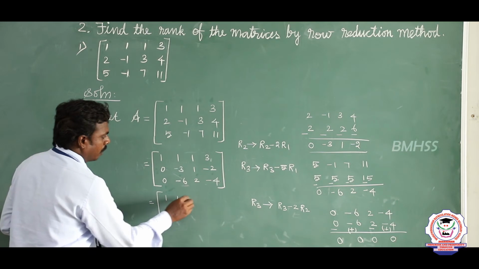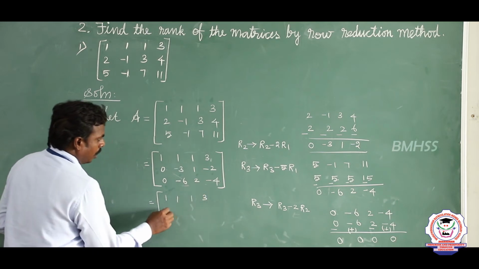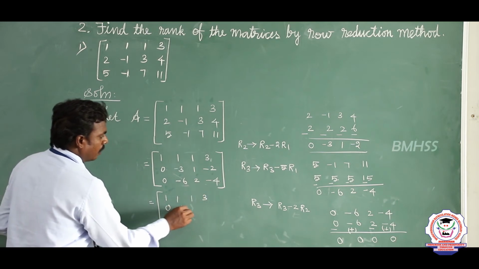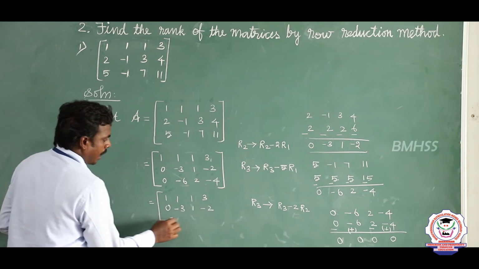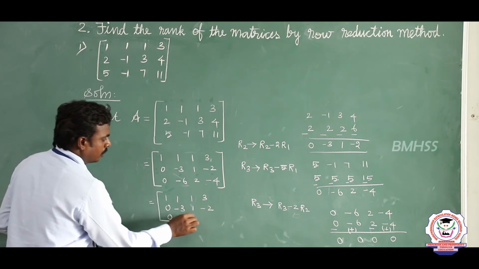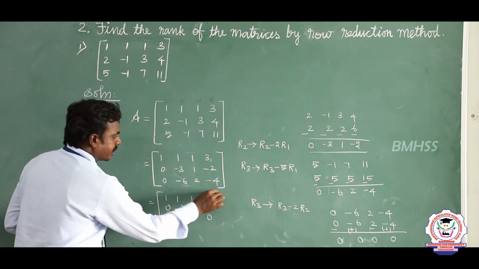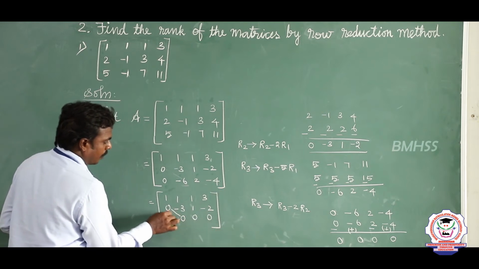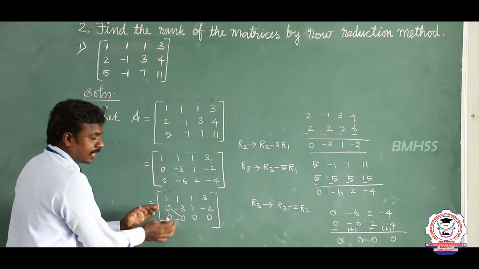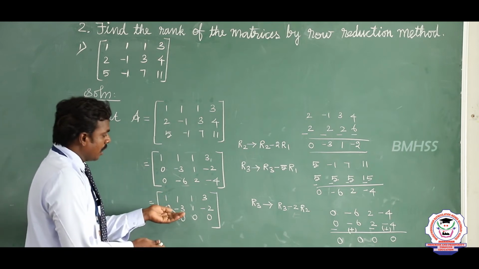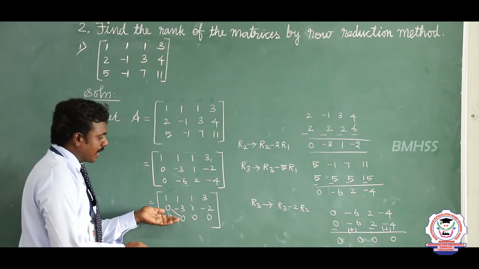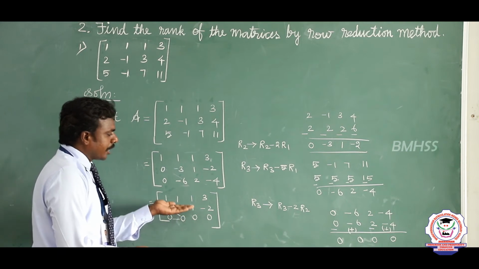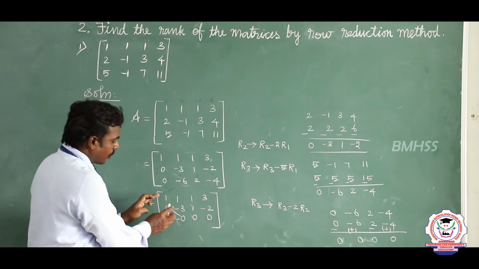1, 1, 1, 3. 0, minus 3, 1 minus 2, and 0, 0, 0, 0. Now you check, I get the zeros in triangle form. After this triangle shape, you should not try because it is not possible. After the triangle shape, we cannot reduce the rows. So this is the final stage.